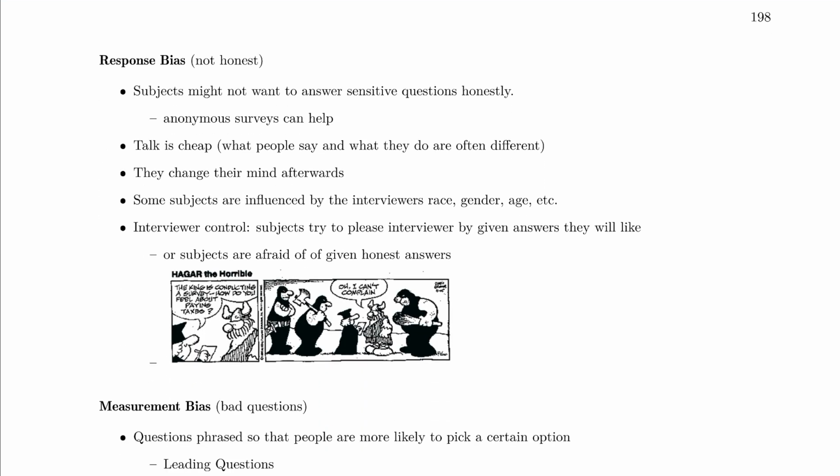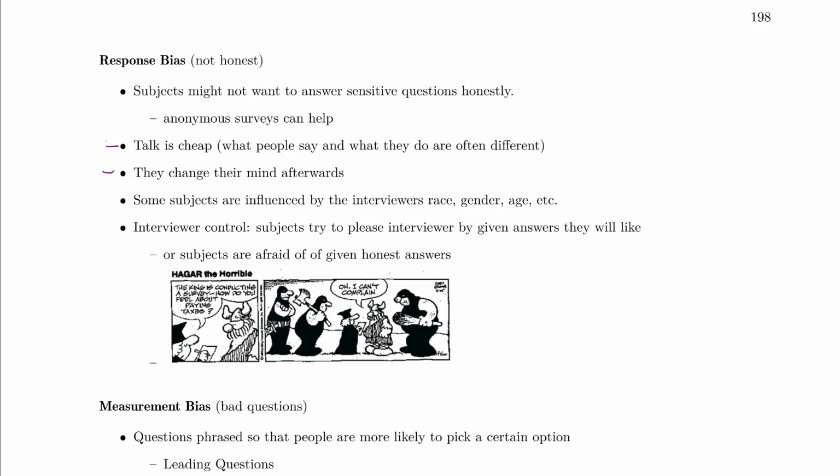Then response bias. This is when people are not honest, because they think they need to answer a certain way. For example, subjects might not want to answer sensitive questions honestly. If you think about something that might be embarrassing to them, they might not want to answer honestly. Anonymous surveys can sometimes help with that. Sometimes we have issues with what we would call talk is cheap. What people say and what they do are often different. I might say that I'm going to volunteer in my child's school every week, but then life gets really busy and work gets busy and it might not happen.